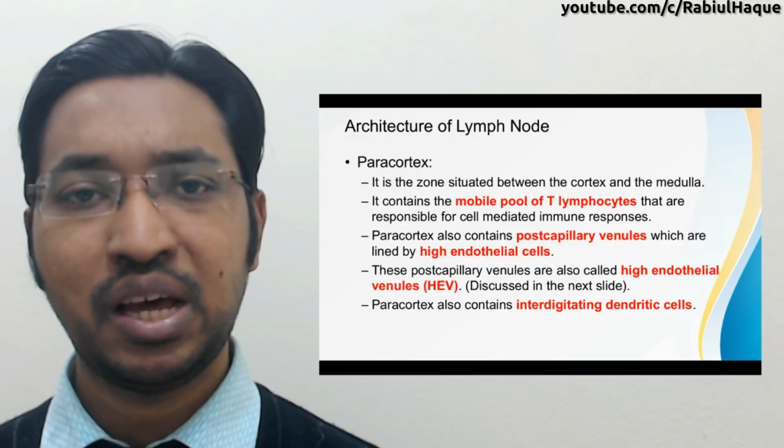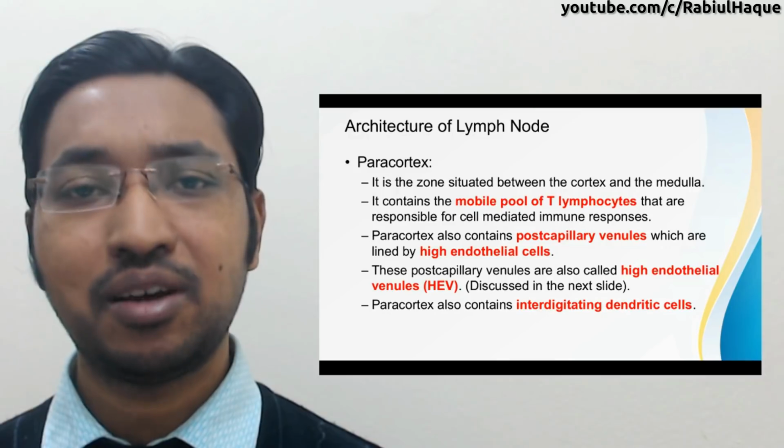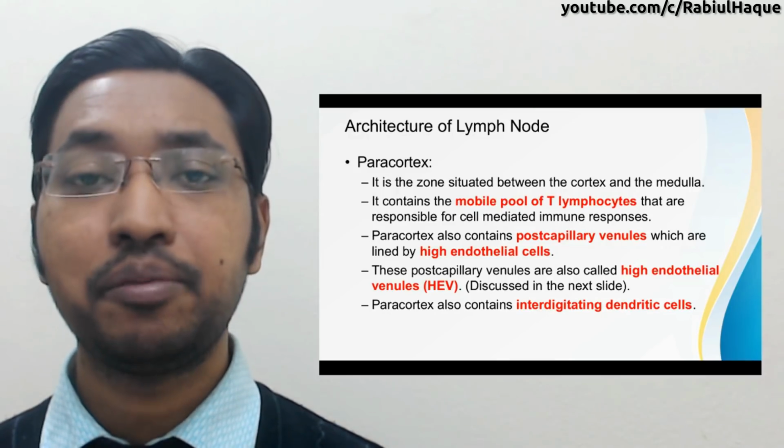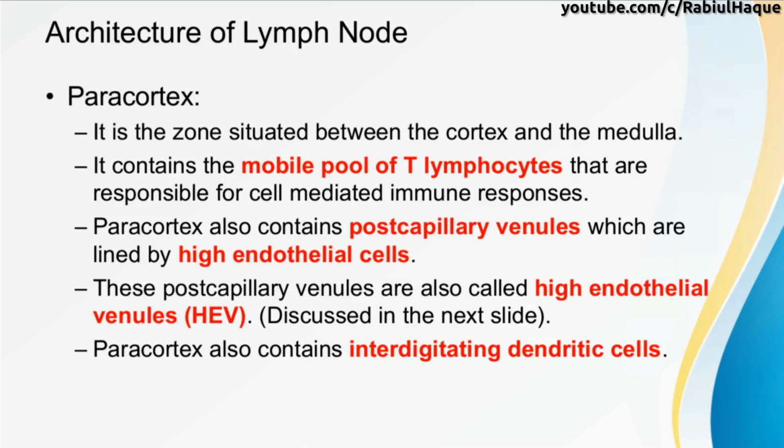So now that we have talked about the architecture of the cortex, let's talk about the architecture of the paracortex of the lymph nodes. Always remember, it is the zone that is situated between the cortex and the medulla. It contains the mobile pool of T lymphocytes that are responsible for cell-mediated immune responses.